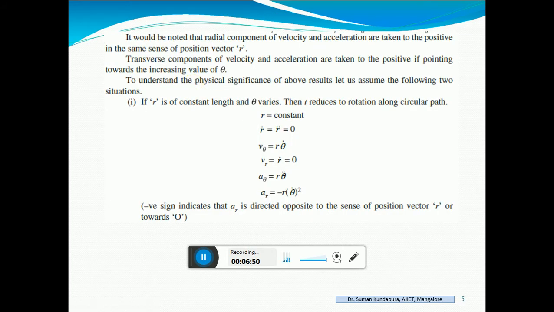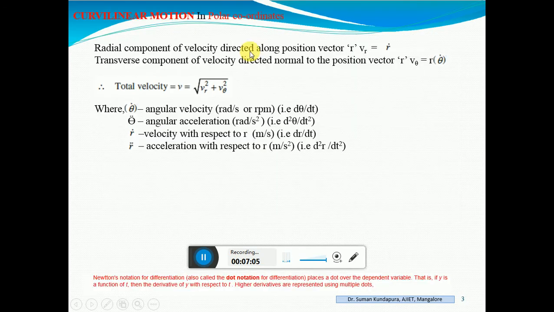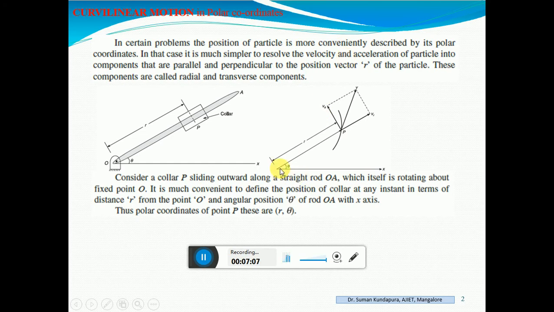It should be noted that the radial component of velocity, Vr, and the radial component of acceleration, Ar, are taken positive in the same sense as the position vector r. That means if it is along this direction, away from the point O, then the sign is positive. If it is in the opposite direction, moving towards this point O, then it becomes negative.